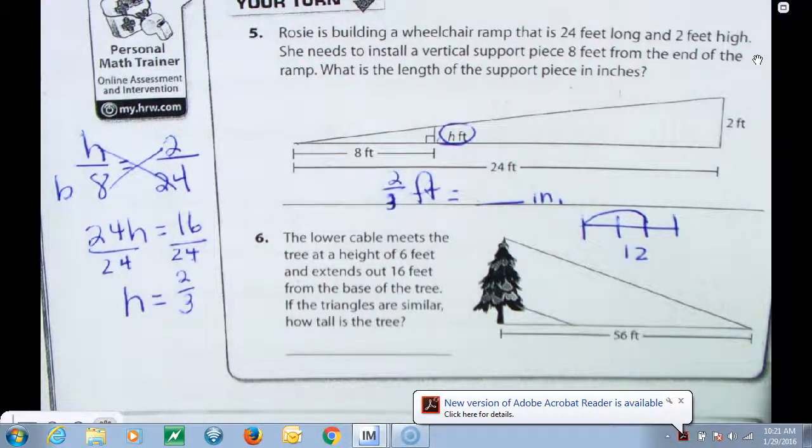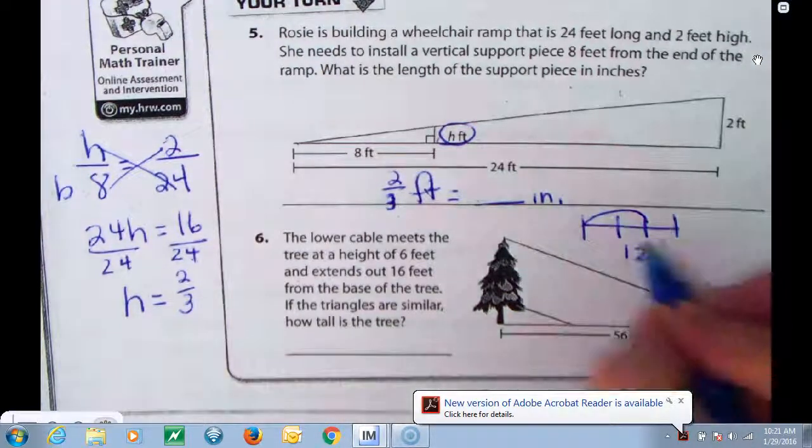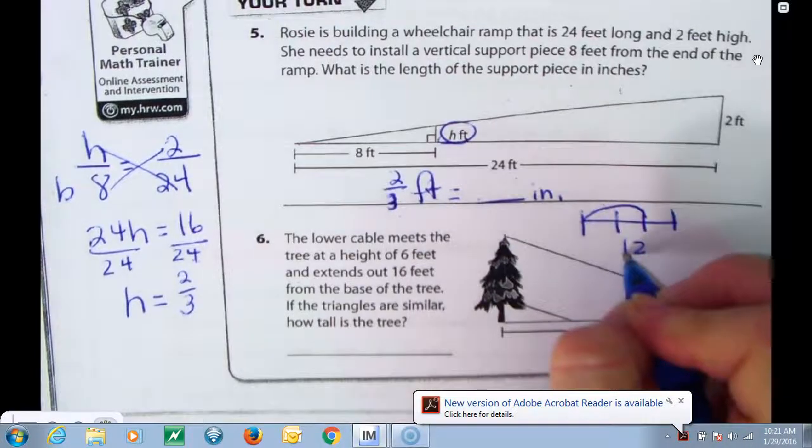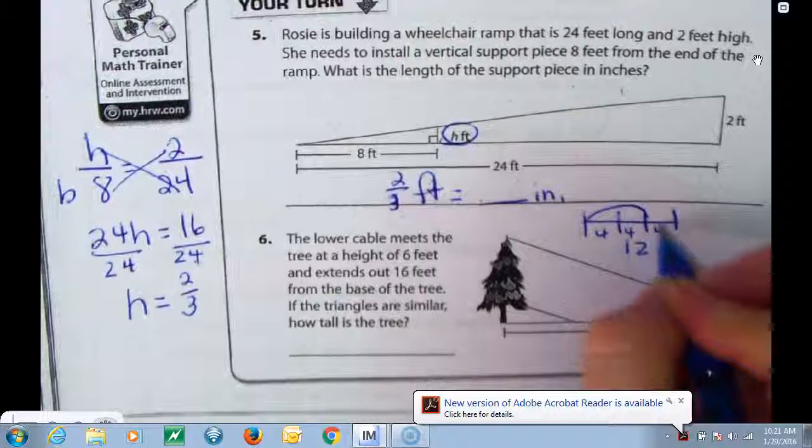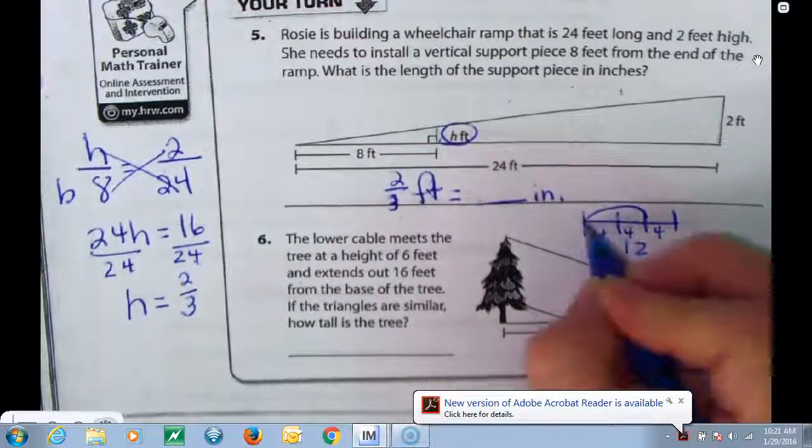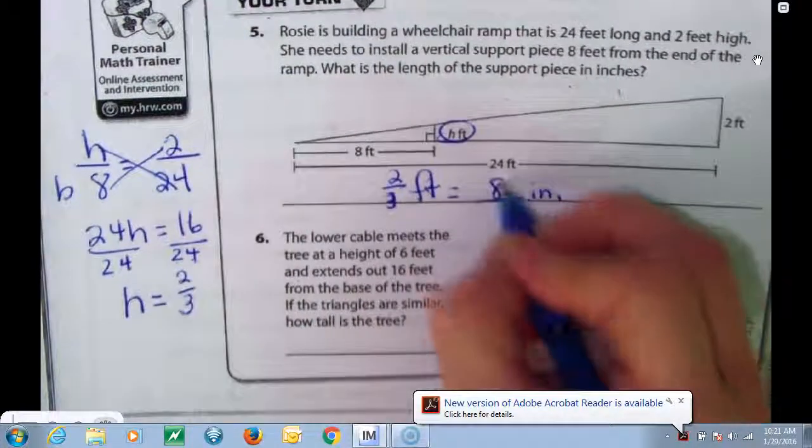Say it. 9 inches. I heard 9 and I heard 8. So let's, okay, what is a third of 12? What's a third? 4, right? So 2 of the 3 is going to be 8 inches.